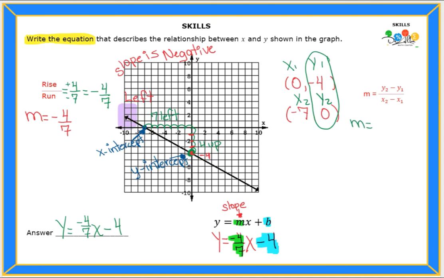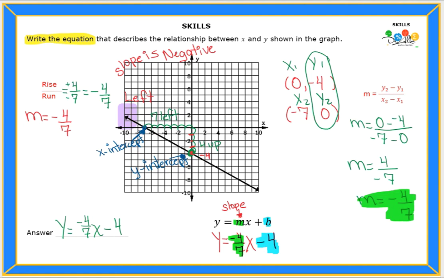So my y sub 2 is 0 minus negative 4. My x sub 2 is negative 7 minus 0. And 0 minus negative 4 is a positive 4. But negative 7 minus 0 is a negative 7. Which we agree we can rewrite as negative 4 over 7. So I got the same slope here. Okay? So the rise over run is a very good tool to use. Anytime that you have a graph, my advice is do that.